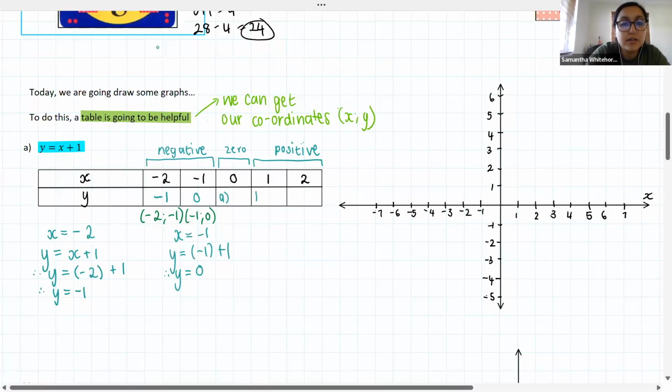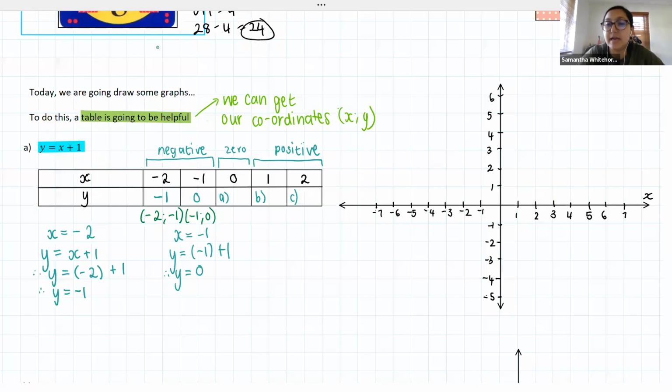So I want you guys to find the output values for A, B, and C there in the table. So I want the output value for x as 0, 1, and 2. Let's put our answers on the chat. Let's see what we come up with, and then we will draw our graph.